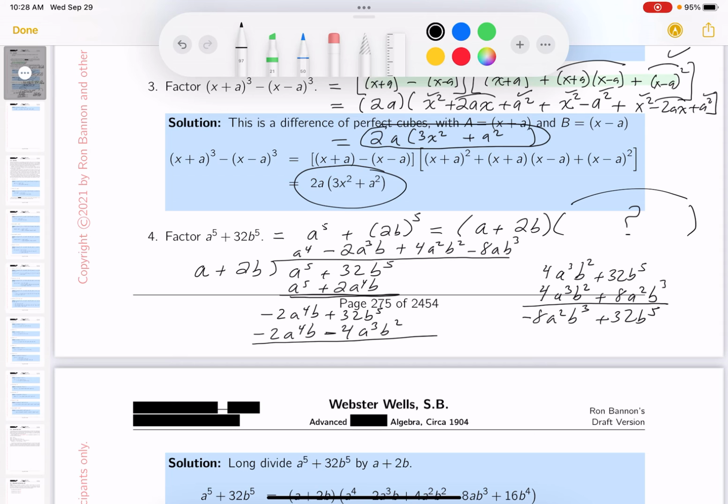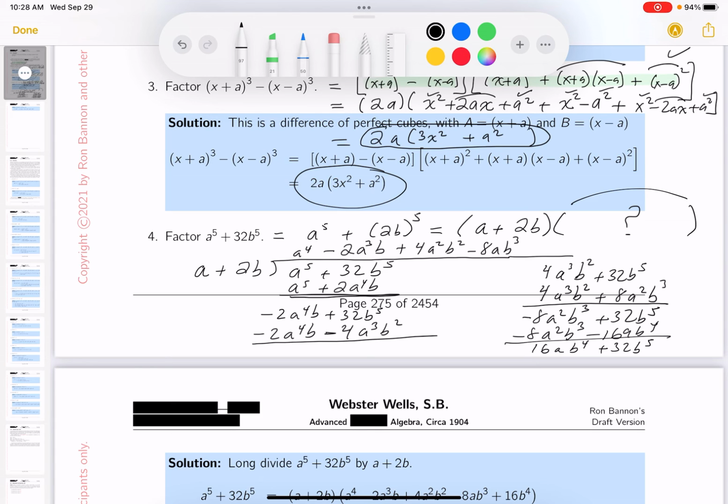Now let's go to town on it. What do you get? Minus 8a squared b cubed minus 16ab^4. Subtract. What do you get? Let's see. The minus 8a squared b cubed disappears. What do you get? 16ab^4 plus 32b^5. I got to keep going, right?